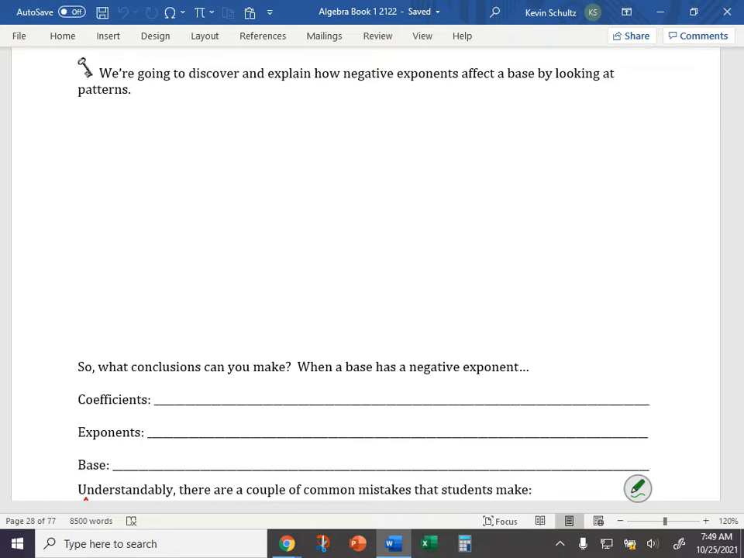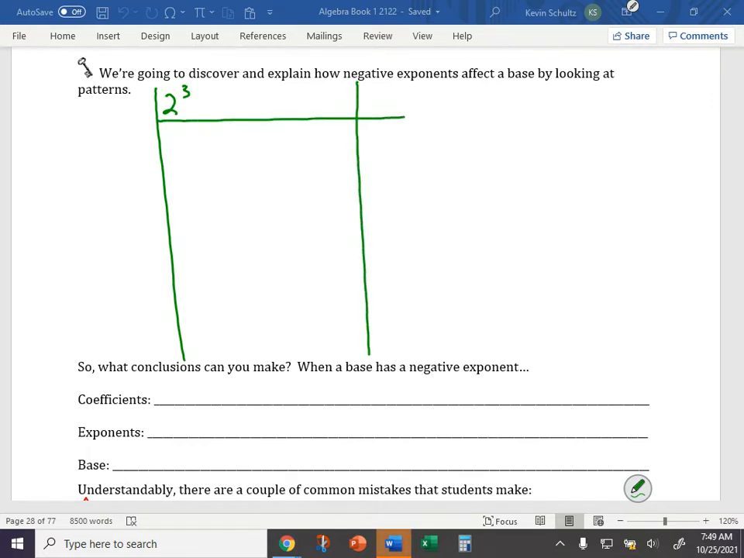I recommend that you make this or a similar chart. I'm going to try and space out my jottings here so it all fits. You might want to do the same. We're going to start with 2 cubed. That looks like a good chart. What does 2 cubed equal? Max? 8, yes. 2 times 2 times 2.